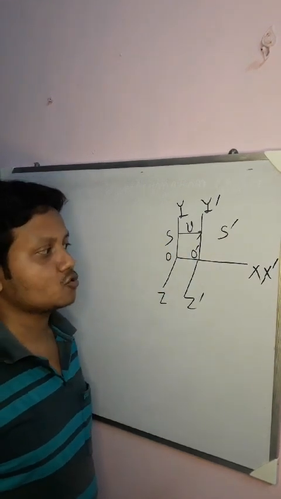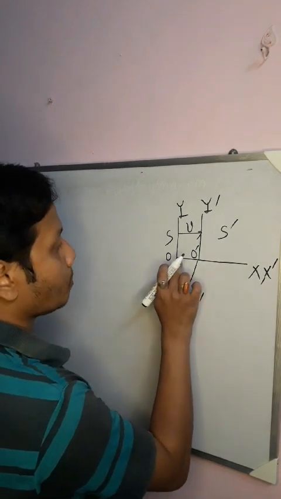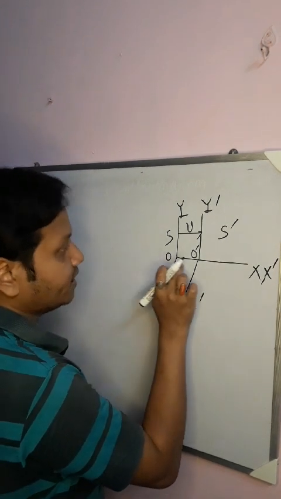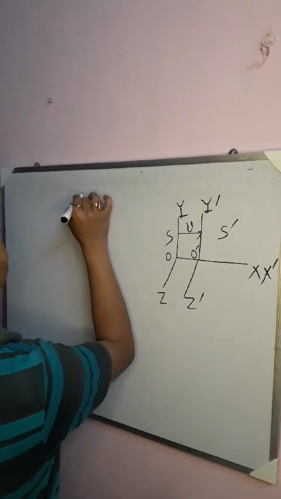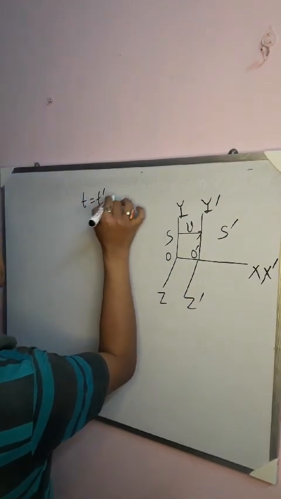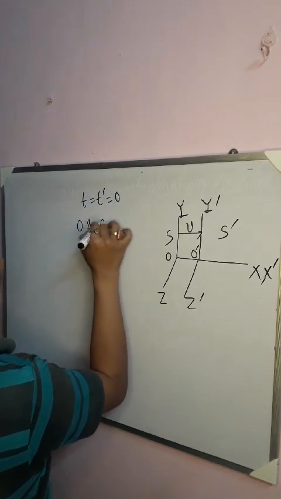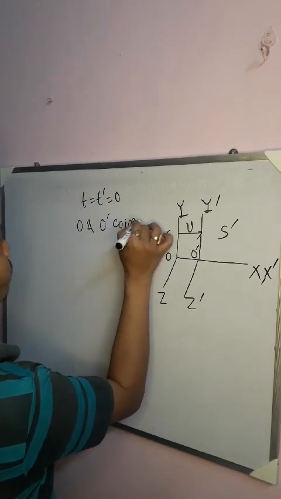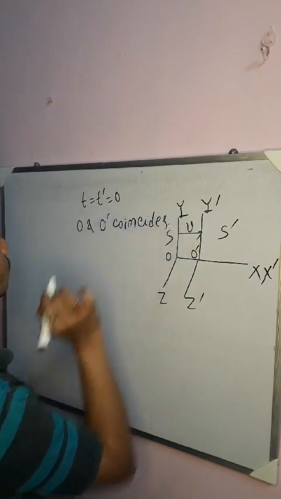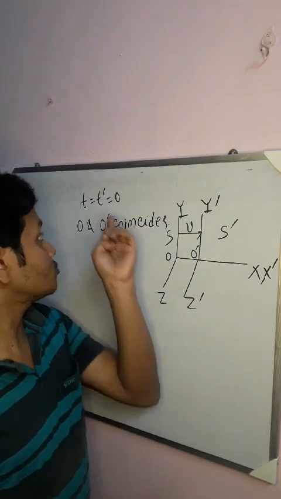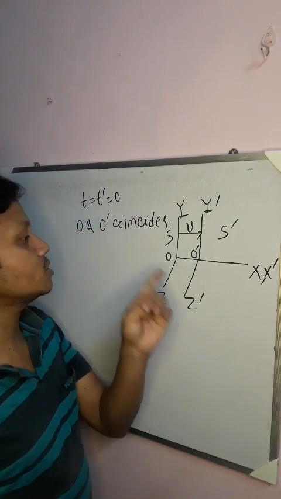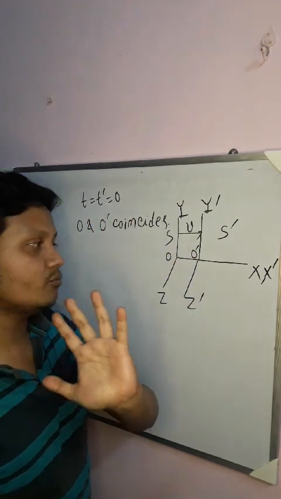We also assume that the centers of the two frames coincide. That means at t equal to t dash equal to 0, O and O dash coincide. We have to assume this. Both the frames coincide at the start. That means when t dash equals 0, O and O dash are the same point.